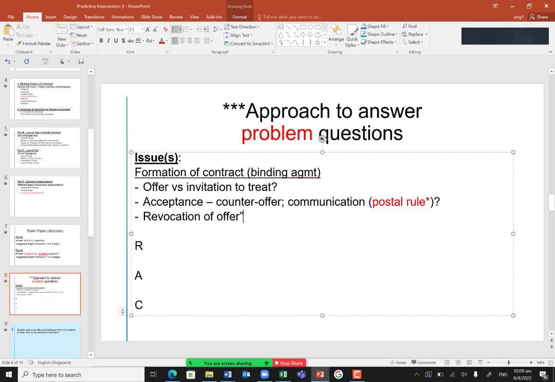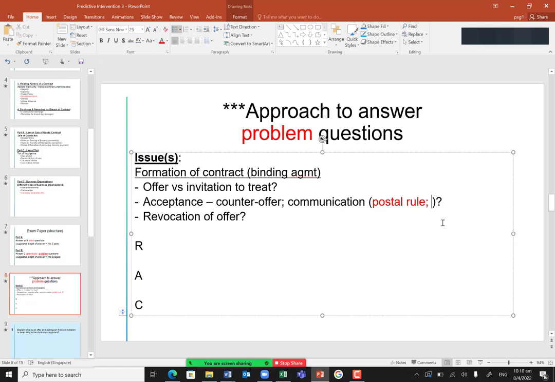In fact, these points you are now seeing on your screen represent common topics that could come up for the exams. In this order: offer or ITT. Is there acceptance? Is there counter-offer? Was it communicated? What about if the other party were to revoke the offer? In fact, let me add on one more now.